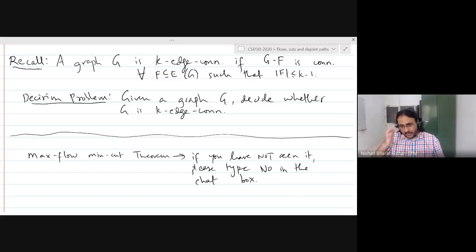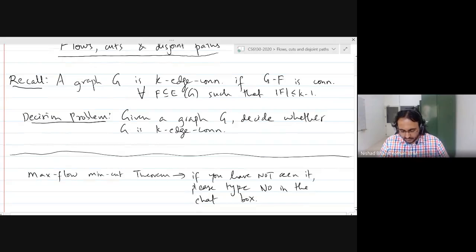Good. All right. So we have at least 4 students who have not seen the max flow min cut theorem. And it seems that people have also not seen Menger's theorem. So in that case, I will be taking a slightly different approach to motivate the topic, so that it also gives a different perspective to those who have already seen the max flow min cut theorem. I will start from connectivity, because by now you can tell that I am a fan of connectivity.